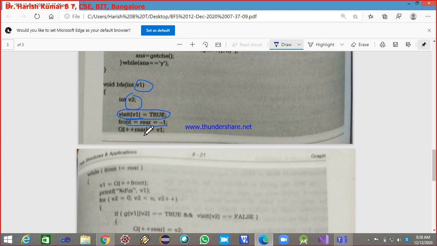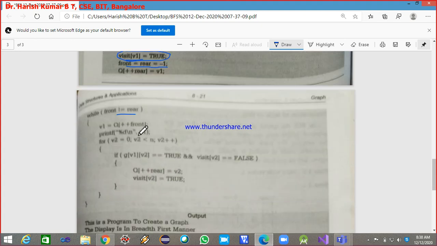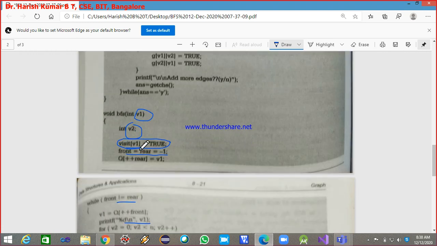So q[++rear] is equal to v1, and then I check while front not equal to rear. As long as this condition is true, I take the element at the front of the queue and assign it to v1, and then I print v1. This is the node which I have traversed right now. Then I use a for loop with another variable, v2.